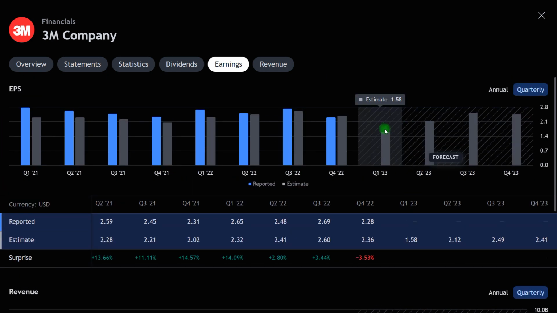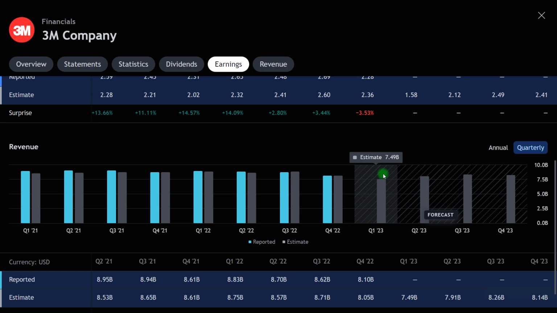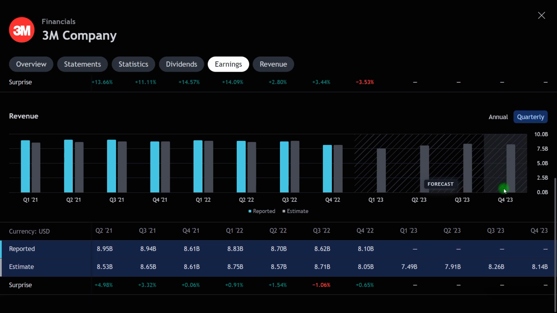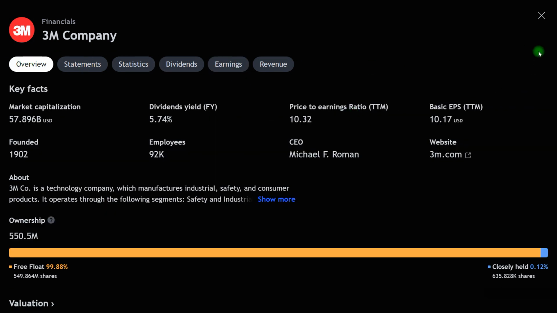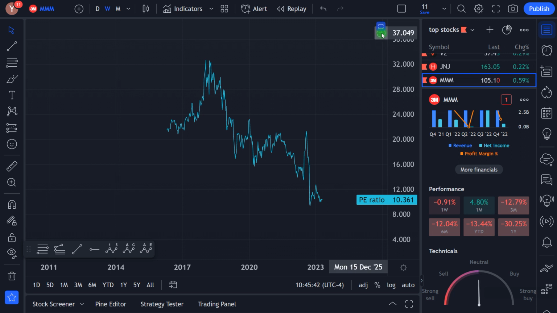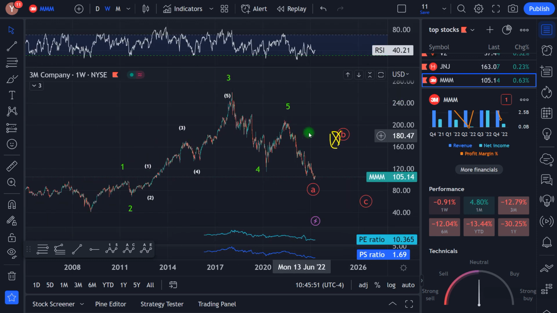So EPS, earnings per share, is expected to grow in the next 4 quarters, and the revenue as usual is expected to be very stable, 7.5 to 8.2 billion bucks per quarter. So in my mind, it's a very stable business, very highly predictable. And now you can also buy this company with a great discount of more than 50%.